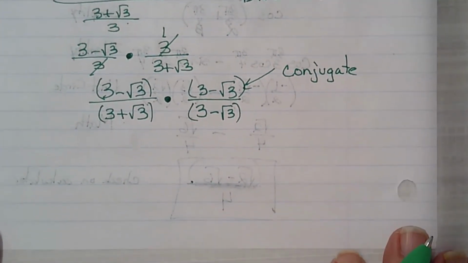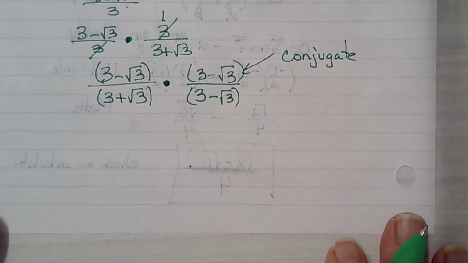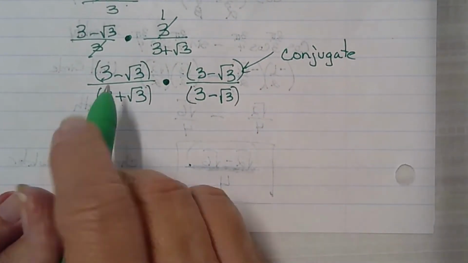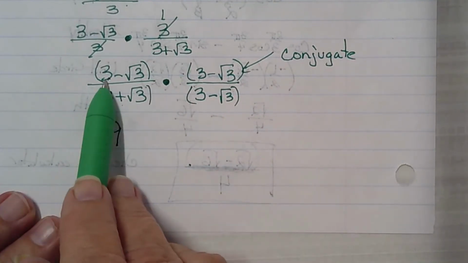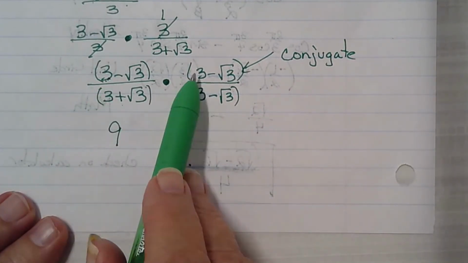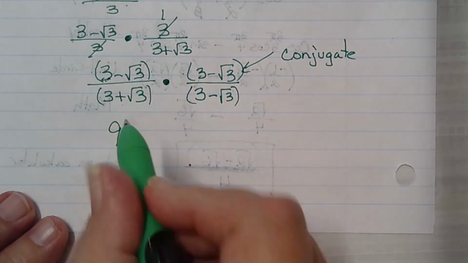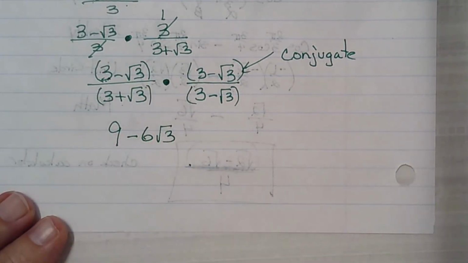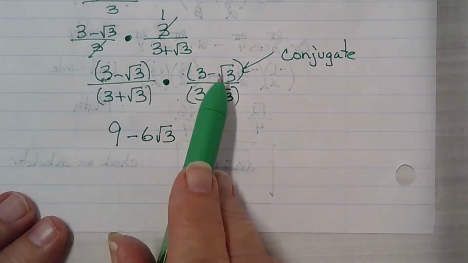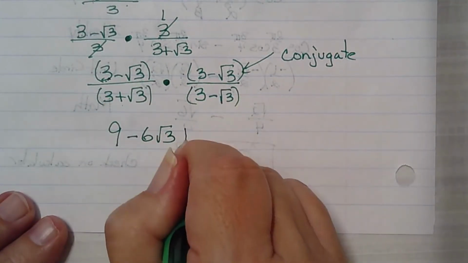So I'm going to use the distributive property on the numerator and the denominator. So 3 times 3 is 9. And then I have minus 3 square roots of 3, and minus 3 square roots of 3 gives me minus 6 square roots of 3. And when I multiply negative square root of 3 times negative square root of 3, I get positive 3.